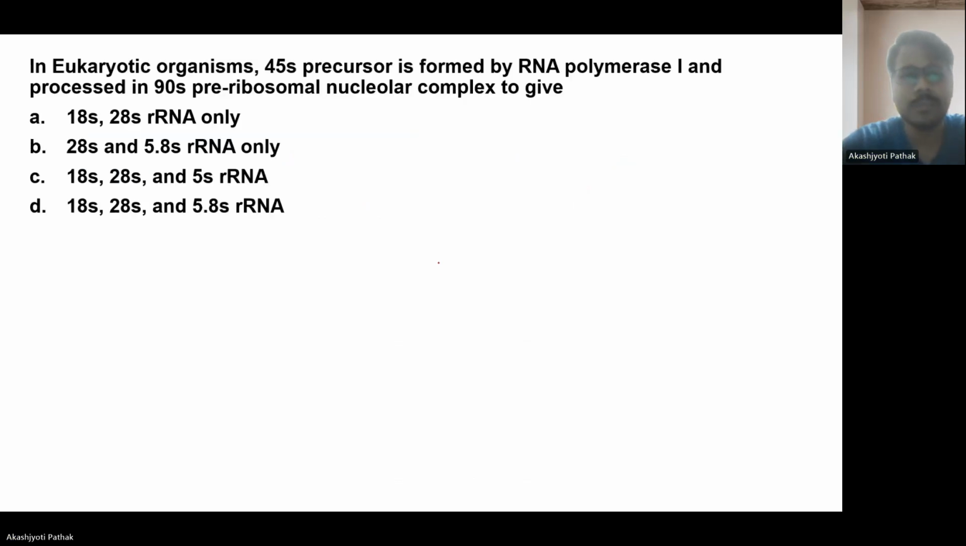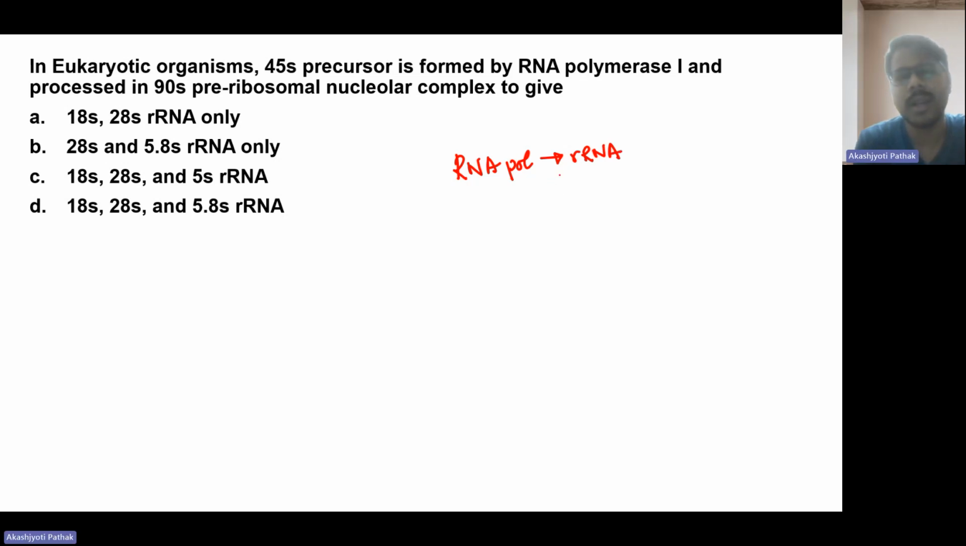Okay, we will move to the next question. In eukaryotic organisms, 45S precursor is formed by RNA polymerase 1 and processed in the 90S ribosomal nucleolar complex to give. Now, I was discussing that RNA polymerase 1 transcribes rRNA.